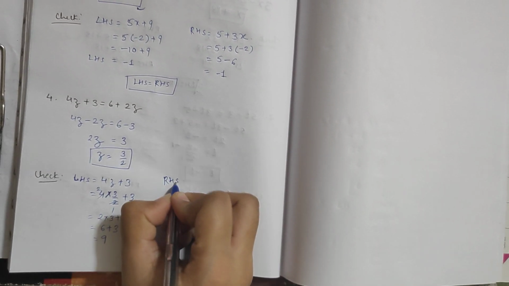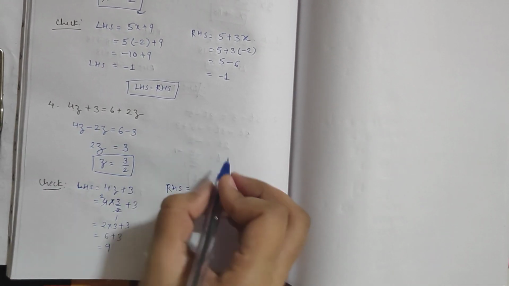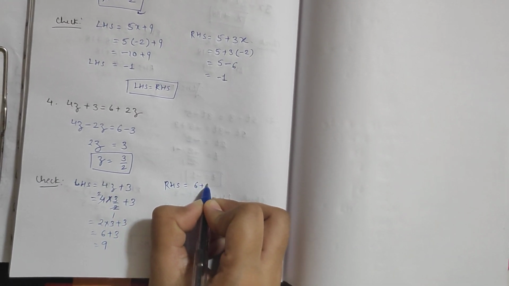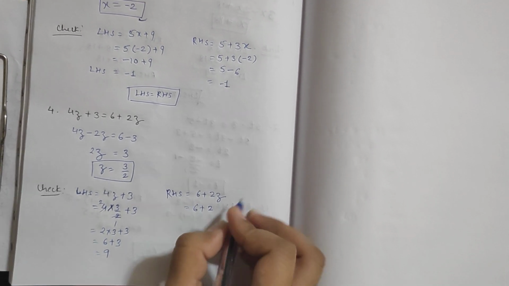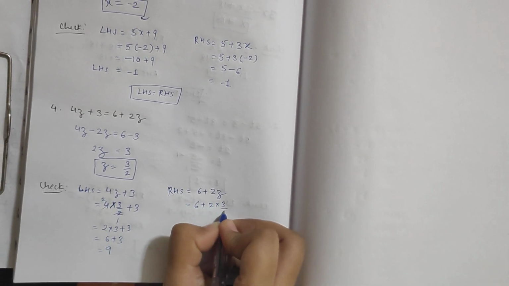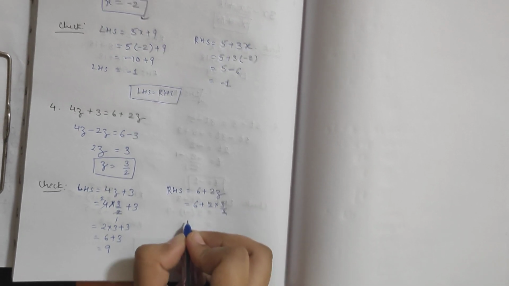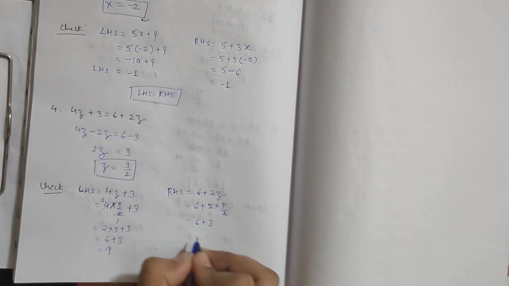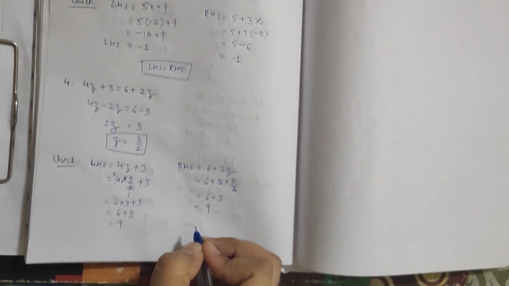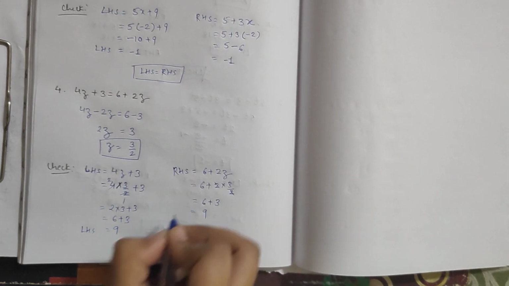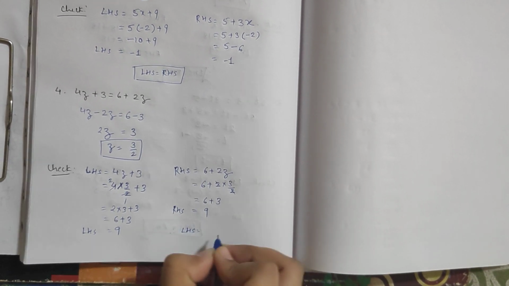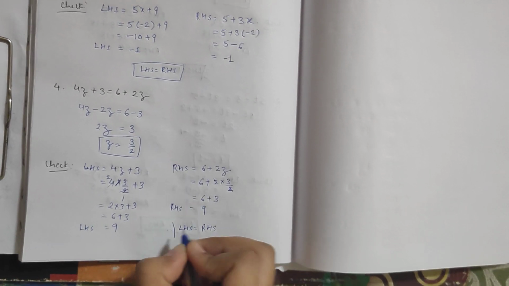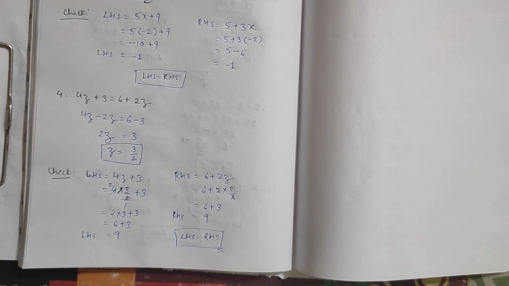Now let us see what is RHS. Our RHS is 6 plus 2z. So it will be 6 plus 2 into 3 upon 2. Again this 2 and 2 will get cancelled. So it will be 6 plus 3. So it will be 9. Again we'll find that our LHS and RHS are equal. Therefore LHS is equal to RHS. Hence we can say that our answer is correct.